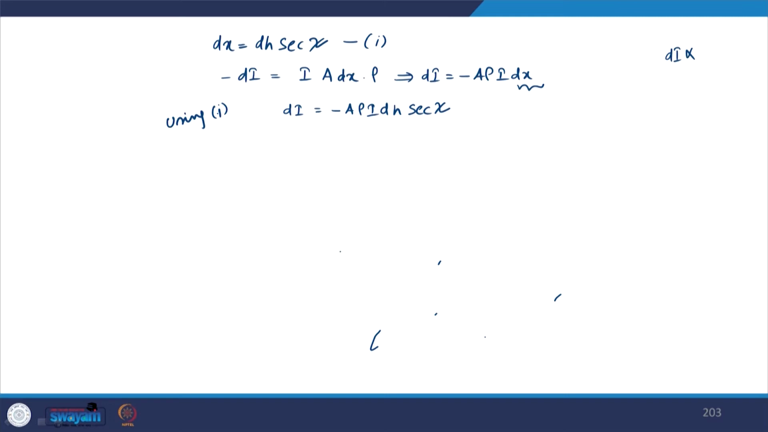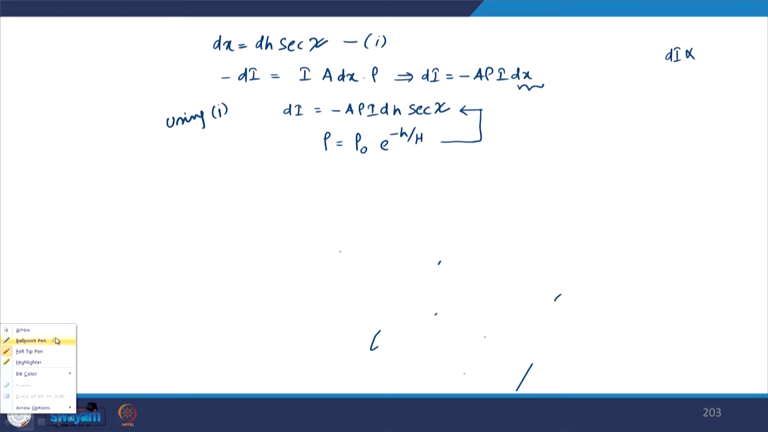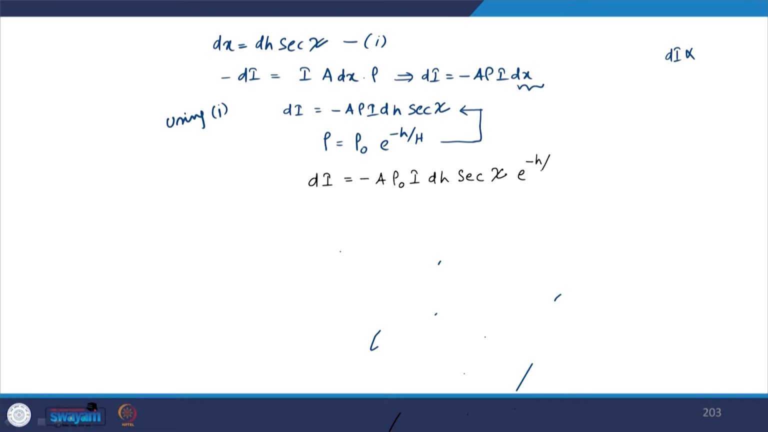Okay. So we know that the density of the atmospheric species varies exponentially as a function of height and the scale height. So we can substitute this into this equation and then we can write dI is equal to minus A rho naught I dh secant chi exponential minus h by H. We have just substituted the functional dependence of rho into the dI.